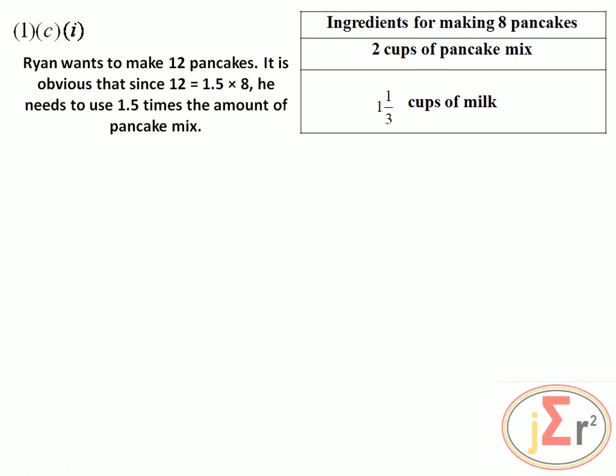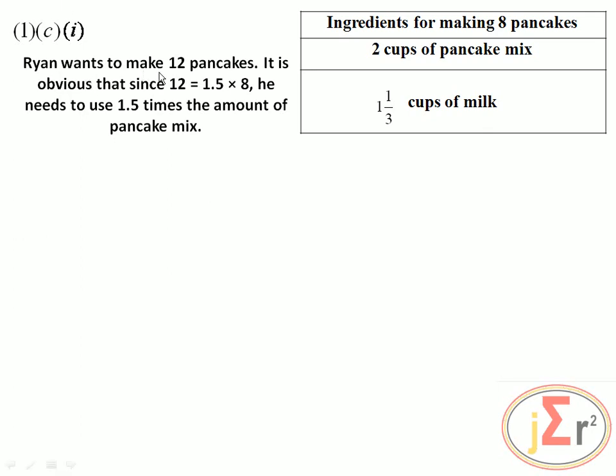Now he wants to make 12 pancakes. Be aware that 8 pancakes need 2 cups of pancake mix and 1.5 cups of milk. So the ingredients that we have here are strictly for 8 pancakes. But he wants to make 12 pancakes, and we need to determine the amount of pancake mix that he needs to use.